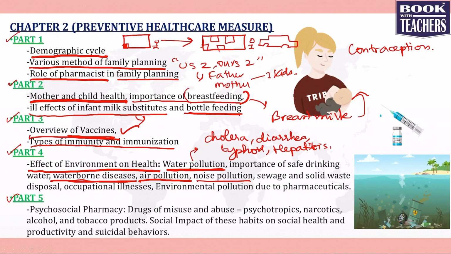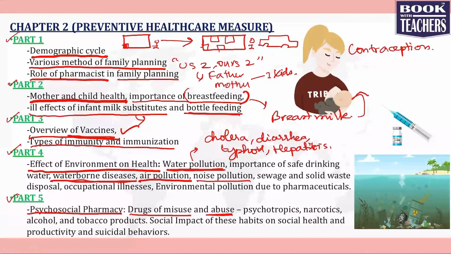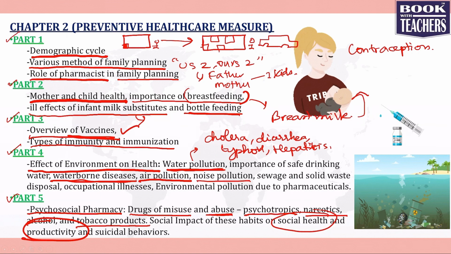Now coming to part 5. So in part 5, we'll be learning about psychosocial pharmacy. What does this mean? This means the drugs which are going to be misused and abused, regarding these drugs we'll be learning. So these can be psychotropics, narcotics, alcohol, and other various tobacco products. Okay. So social impact of these habits on the social health and productivity is what we'll be learning in part 5.